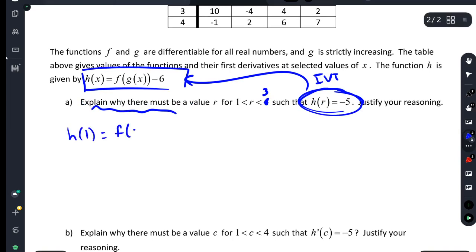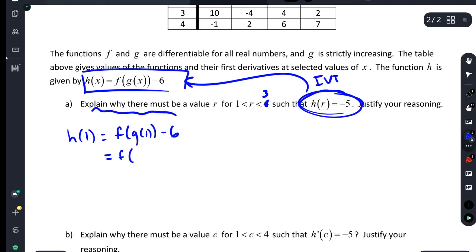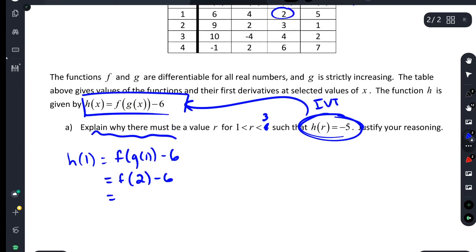And that gives me f of g of 1 minus 6. That's f of, now g of 1 is on the table. g of 1 is 2. So f of 2 minus 6. f of 2 is also on the table. f of 2 is 9. So I get 3. h of 1 is 3.